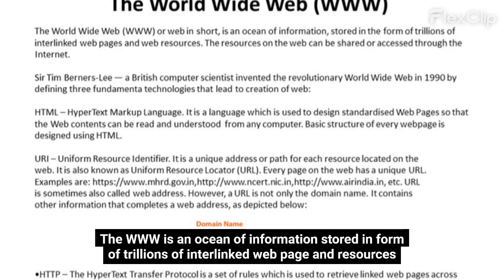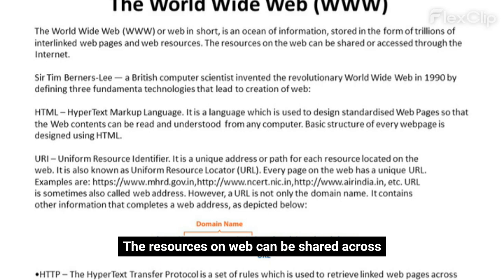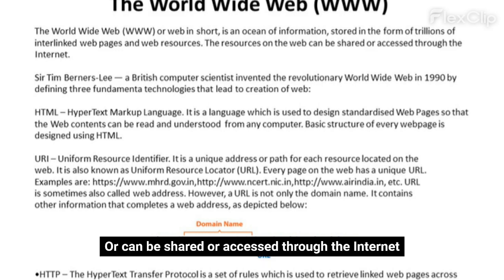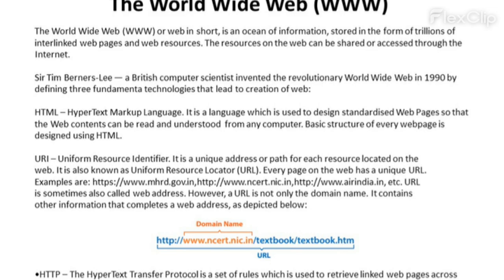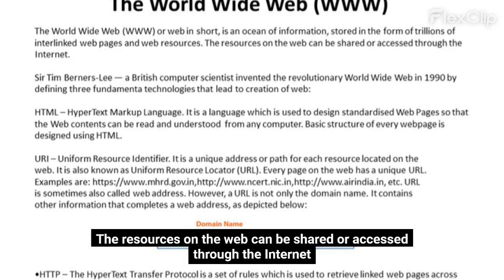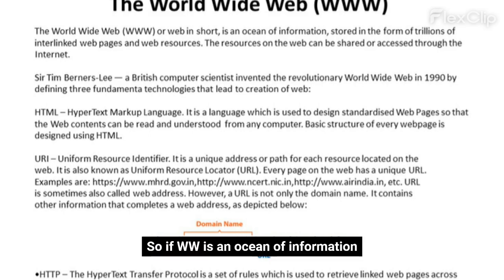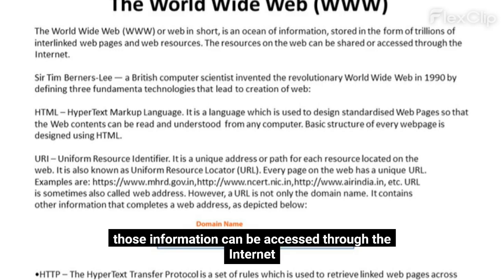So the WWW is an ocean of information stored in the form of trillions of interlinked web pages and resources. The resources on the web can be shared or accessed through the internet. So if the WWW is an ocean of information, that information can be accessed through the internet.